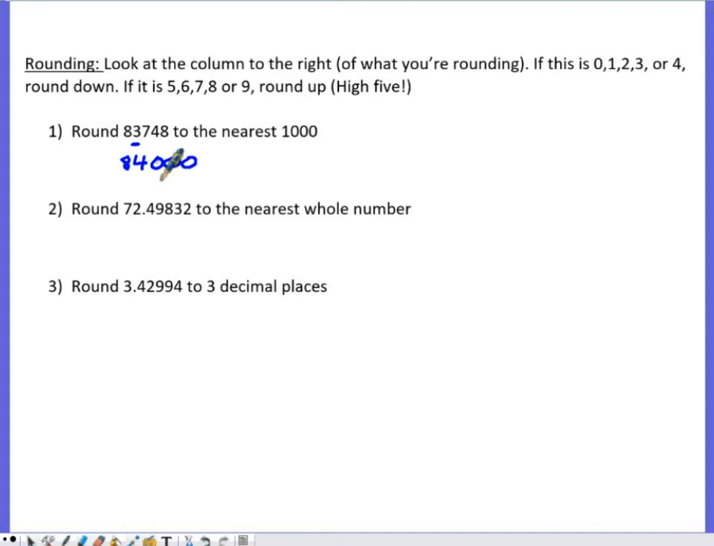We're going to do a similar process with the second one. This time we want it to the nearest whole number. Nearest whole number means the nearest unit. So the unit column is this, where the 2 is. We're going to look to the right of it. The right of it is a 4. A 4 tells us we round down, in which case we keep the 2 as it is. So the 72 stays as it is.